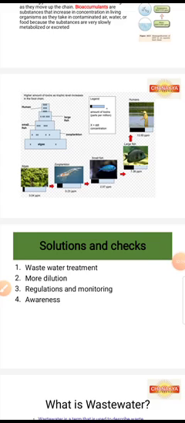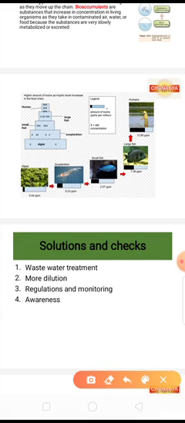So in solution, that is how we can treat the wastewater. We saw how we can treat the wastewater. Second, we can add normal water to it, and with this we can dilute that water. When we dilute it, the toxins become less concentrated. This is the second method, which can be done at small scale, not at large scale.